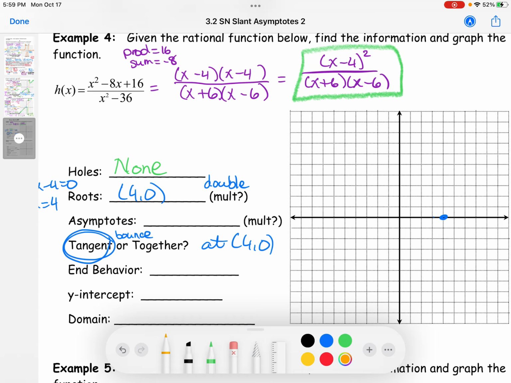For vertical asymptotes, we need to set the denominator equal to 0. X plus 6 equals 0. X minus 6 equals 0. So we have vertical asymptotes at x equals 6 and x equals -6. So go ahead and graph those. Remember to graph those asymptotes as dashed lines.